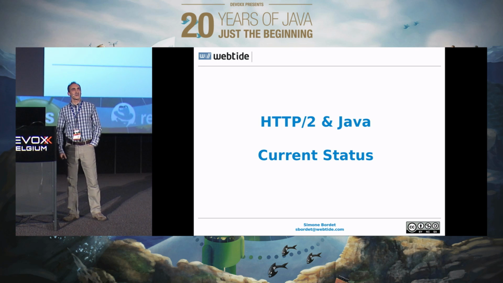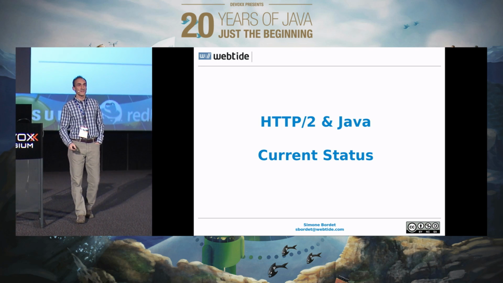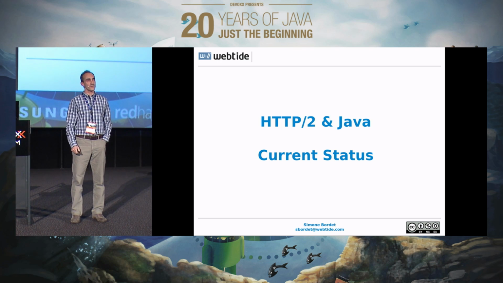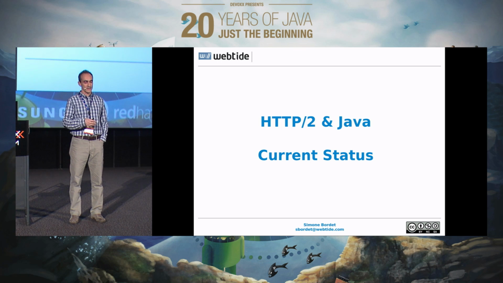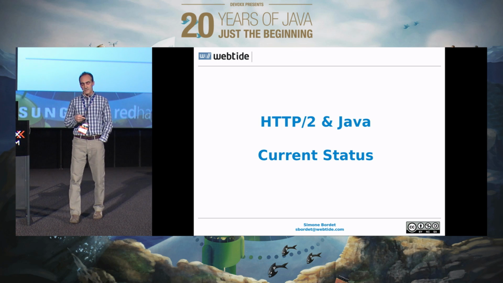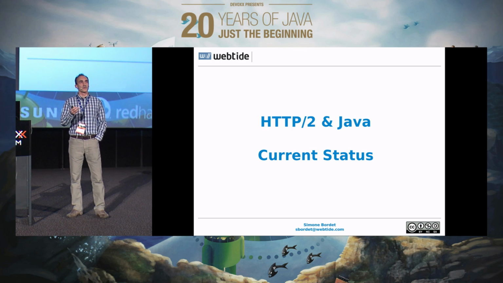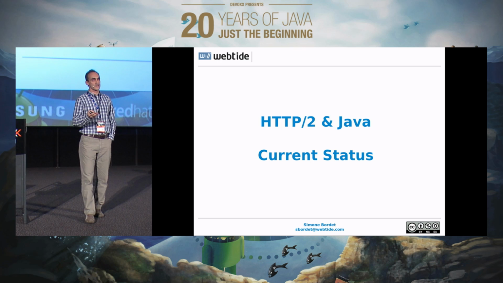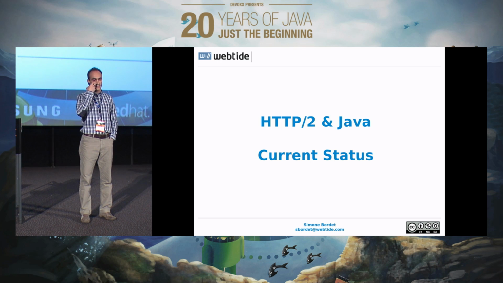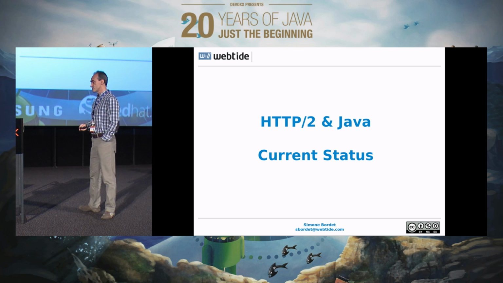In this session, we are going to see a little bit of history of the HTTP protocol, and then the evolution that went from HTTP 1 to HTTP 2, and the implication that this evolution has brought to our ecosystem, the Java ecosystem, and in the way we develop and deploy web applications.